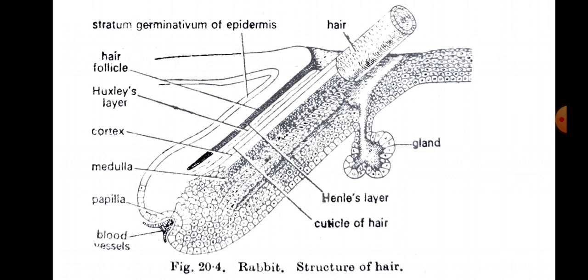The hair is enclosed in a tube-like invagination of the epidermis, and this invagination is known as hair follicle. At the base of the follicle, a small swelling is found which is known as dermal papilla or hair papilla. The hair papilla is richly supplied by fine blood vessels.